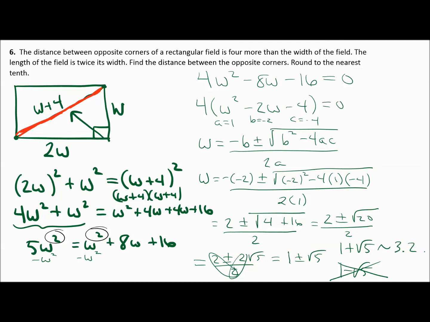But notice it wanted the length of the diagonal. So the answer we'd have to plug it into W plus 4 would equal 3.2 plus 4, so 7.2, and what is this in? We don't know. It's just 7.2 from corner to corner. I don't know if it's feet or inches or anything. Okay, so 7.2 is the distance from corner to corner of our rectangle.